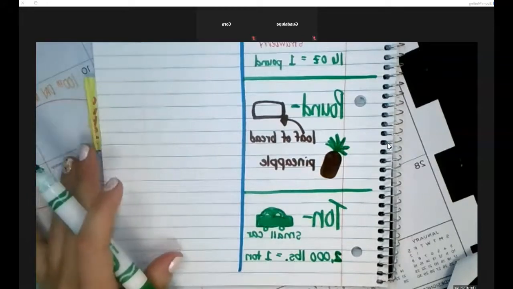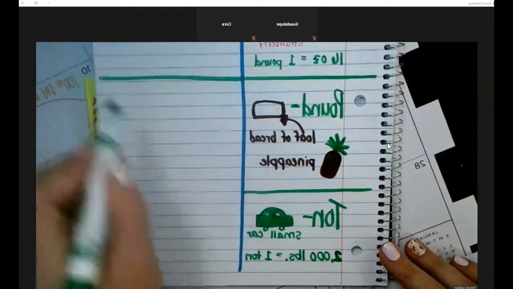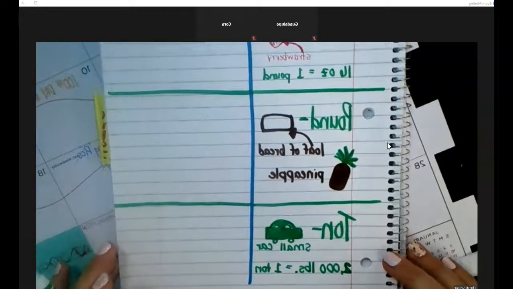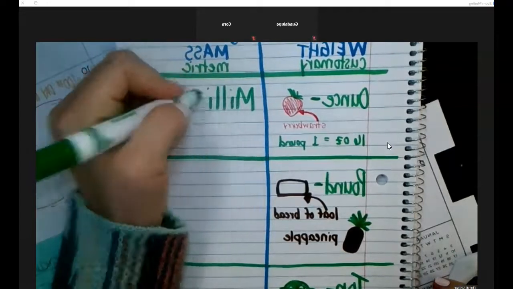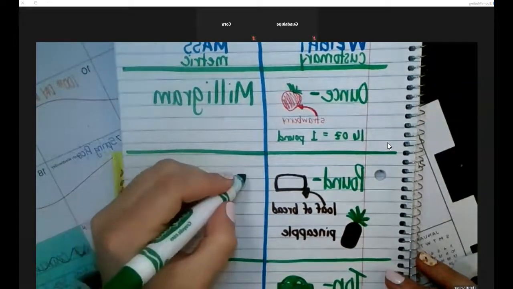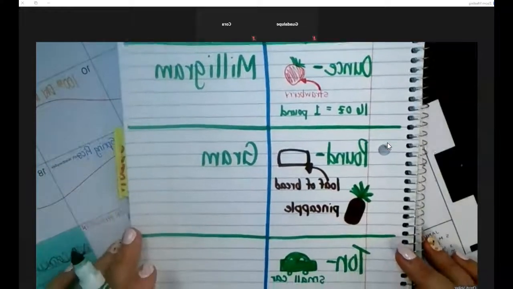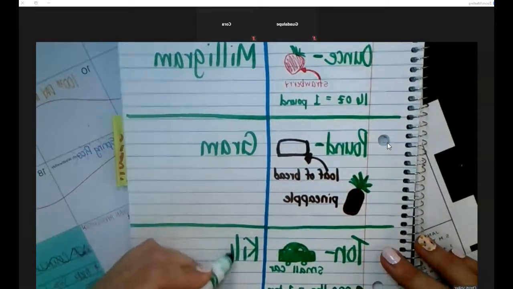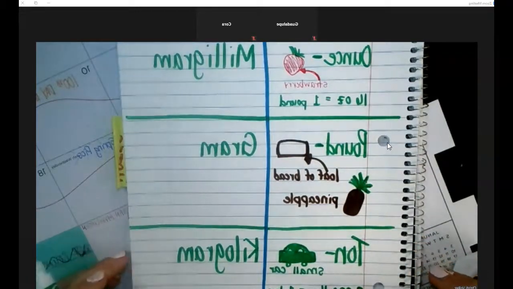The metric side. We only talked about 2 yesterday, but I'm going to go ahead and give you 3. The smallest one would be a milligram. In the middle is a gram. And then the biggest one we talked about yesterday was a kilogram, not kiloliter, kilogram. There is a kiloliter, but that's for liquid.